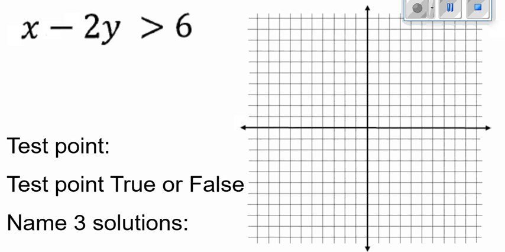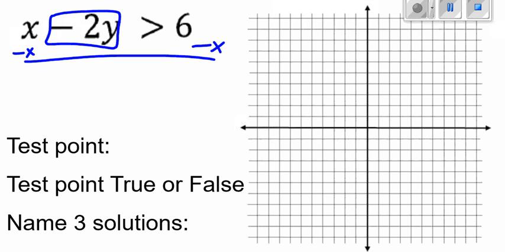All right, I'm going to do one more example because I want to show you what happens when your 0, 0 test point does not work when you plug it back in. So let's see what that looks like. First thing I'm going to do is subtract x from both sides because my negative 2y has to stay here. That's going to leave me negative 2y greater than 6 minus x.